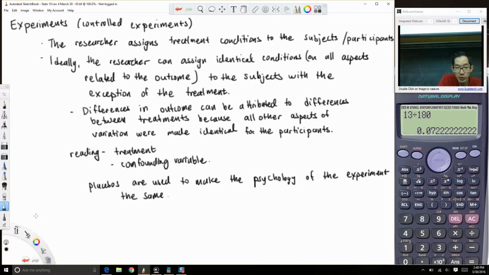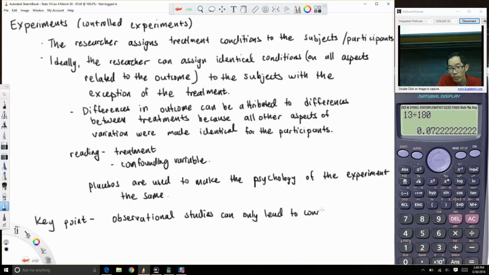So the key point here would be that observational studies can only lead to conclusions about association, whereas experiments can lead to cause and effect conclusions.